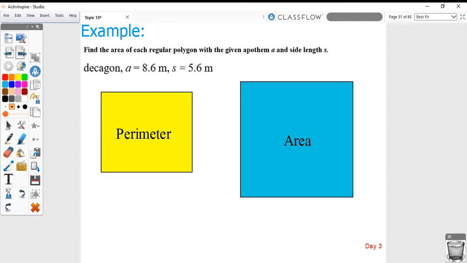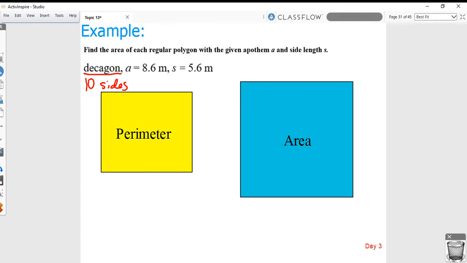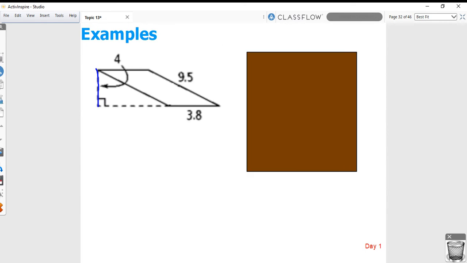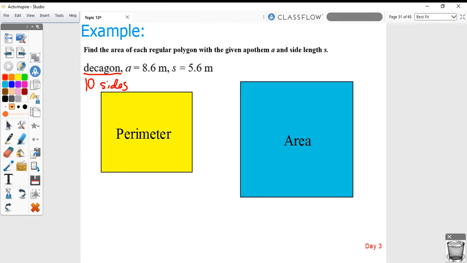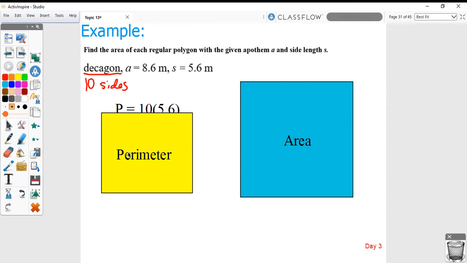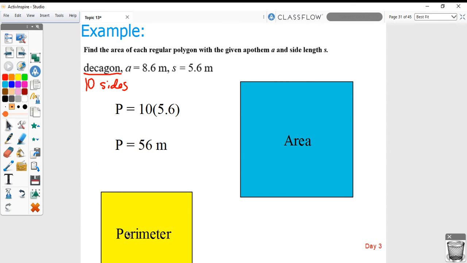Rolling on now to our next one. Our next one says that this shape that we're dealing with is a decagon. Okay, a decagon is going to have 10 sides. So with that in mind, when we're trying to find the perimeter, all we're doing is multiplying 10 times 5.6, because that's how long one side is. 10 times 5.6 gives us a perimeter of 56 meters.